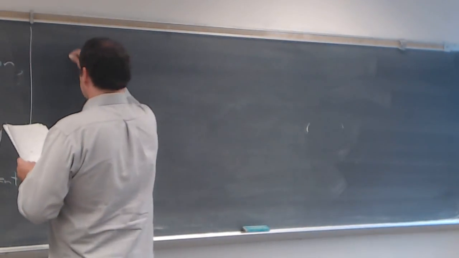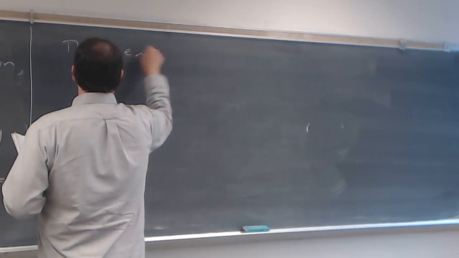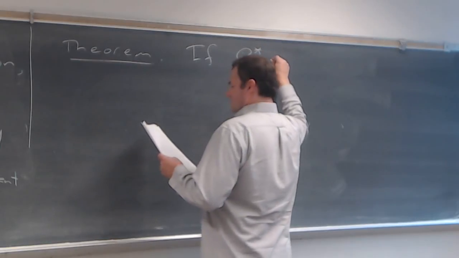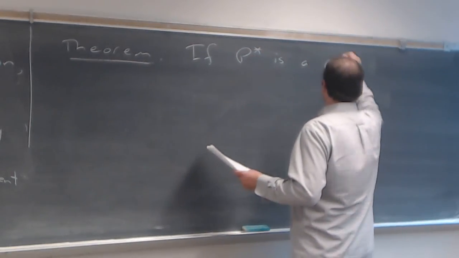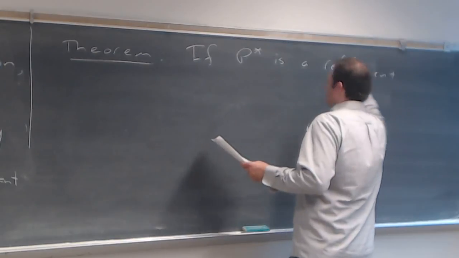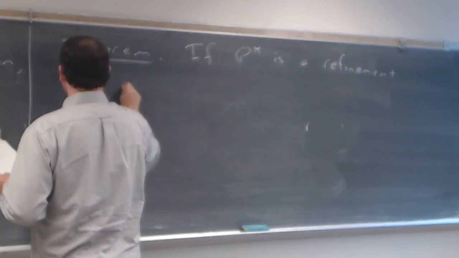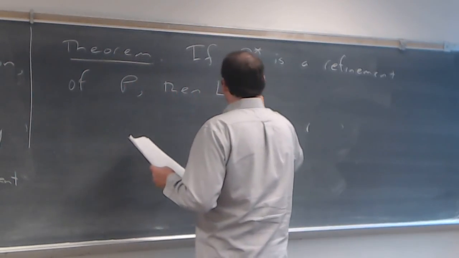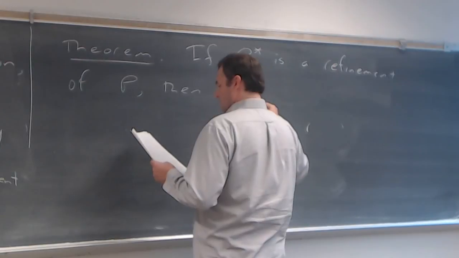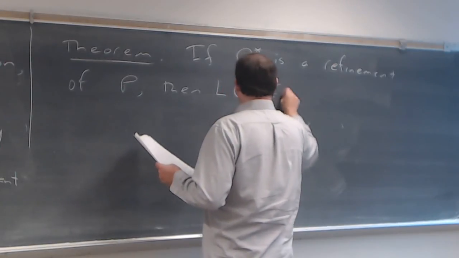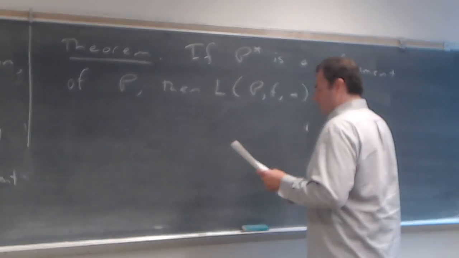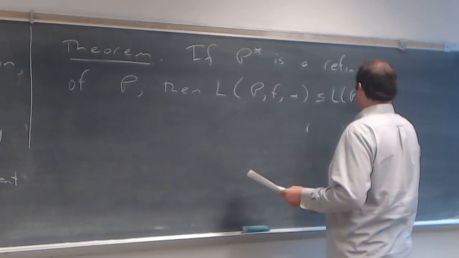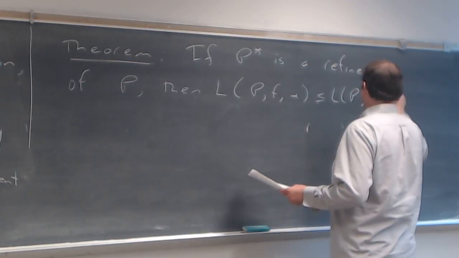Okay, here's a theorem. It says if P star is a refinement of P, then the lower Riemann-Stieltjes sum with P, f, and alpha is going to be less than or equal to the lower Riemann-Stieltjes sum with P star, f, and alpha.